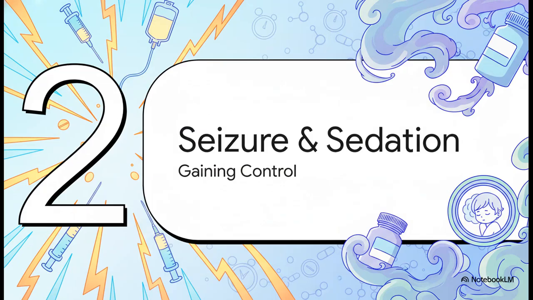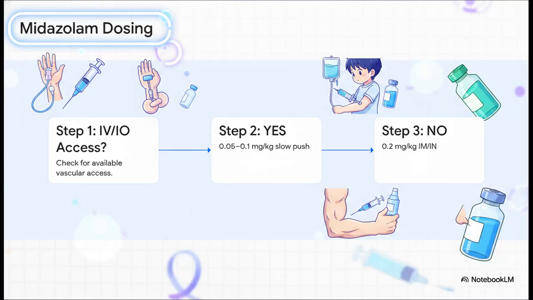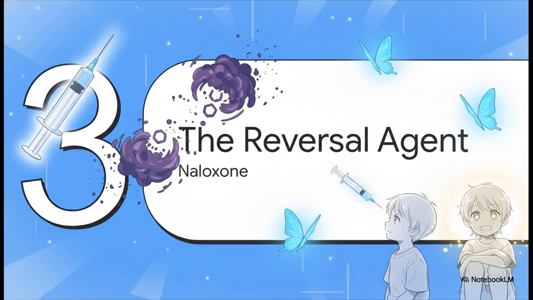All right, let's switch gears to another super common and scary pediatric emergency, seizures. The goal here is simple: stop the seizure, fast. And for that, midazolam is often your go-to drug. The beauty here is how simple the decision-making is. It all comes down to one question: do I have an IV or IO line? If you do, great, you give a smaller dose as a slow push. If you don't, no problem. You just use a larger dose and give it IM or IN, intramuscularly or intranasally, to make sure it gets in and works fast.